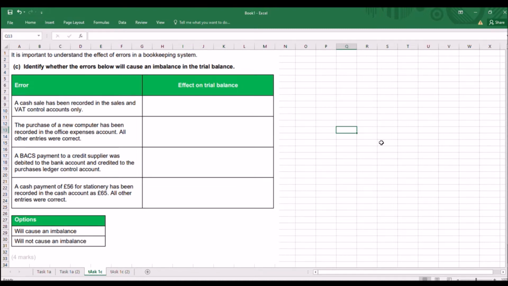Okay, so that's coming up to time now. If you haven't finished it, you can spend a little bit more time on this one and pause it, but let's go through the answers.